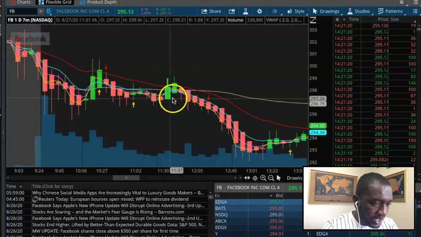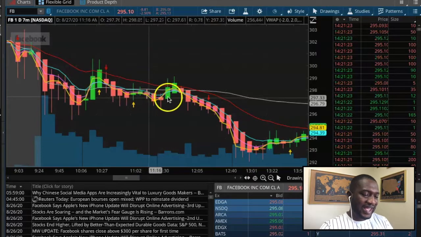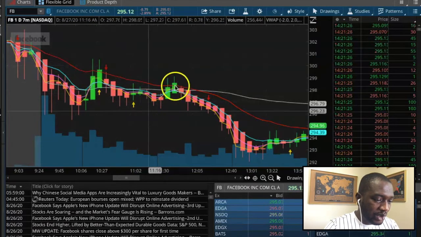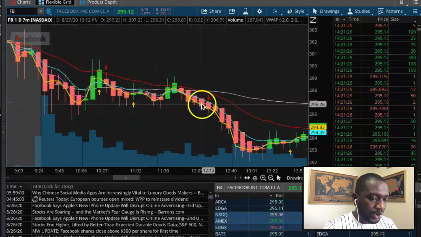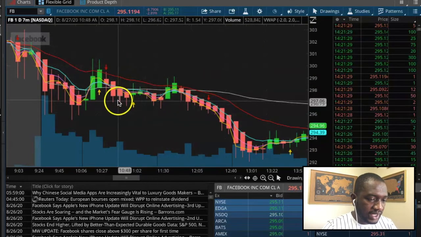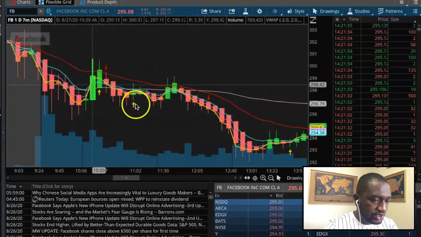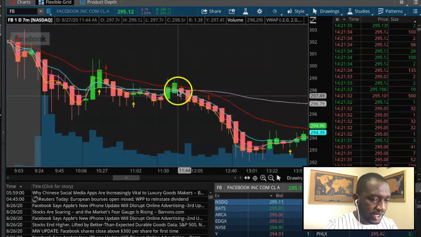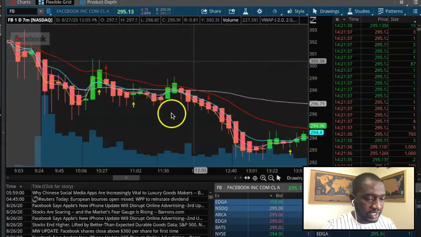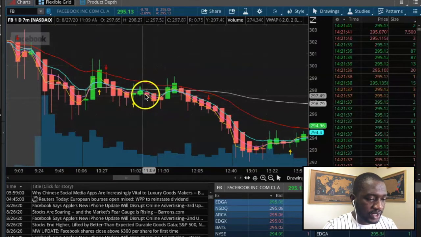There you go, around here. So I think what was happening here, I probably should have waited for a breakout, like what happened here, right? I should have waited for a breakout, because this is just consolidation right here. The stock is just consolidating, it's not going up or going down.